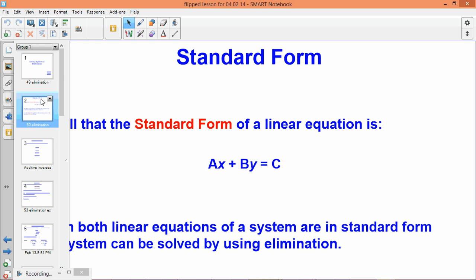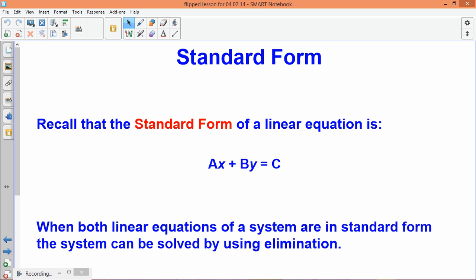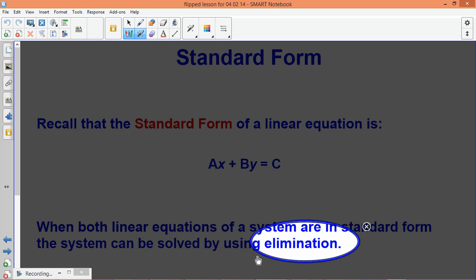Okay, first thing we have to remember is that standard form of a linear equation is ax plus by equals c. I don't think this is new to anybody. I'm just reminding you this is what standard form is. The reason I bring this up is because when you have a system of linear equations and both equations of the system are in standard form, this system is custom set up for using a new method of solving the system of linear equations, which we are going to call elimination. You'll figure out why we call it elimination a little bit later.